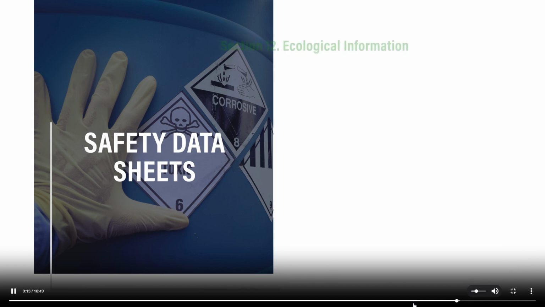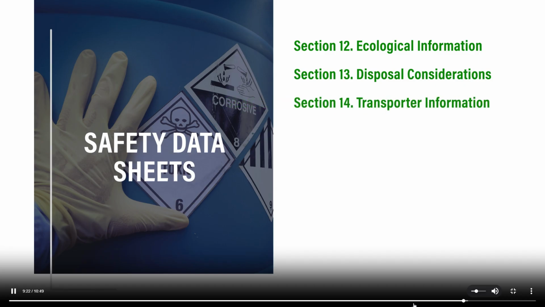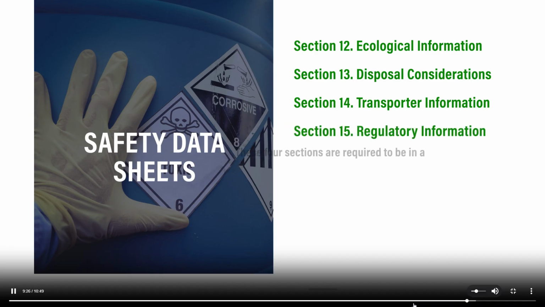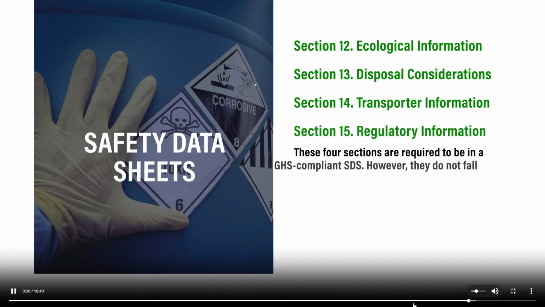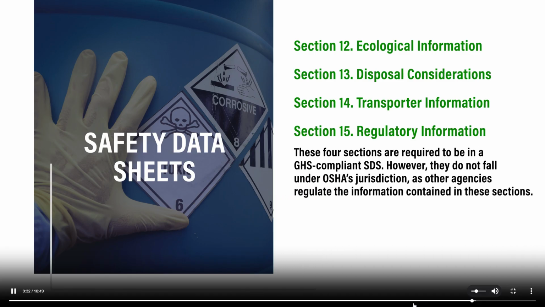Section 12 of the safety data sheet pertains to ecological information. Section 13 to disposal considerations. Section 14 to transport information. And Section 15 to regulatory information. These 4 sections are required to be in a GHS-compliant safety data sheet. However, they do not fall under OSHA's jurisdiction, as other agencies regulate the information contained in these sections.